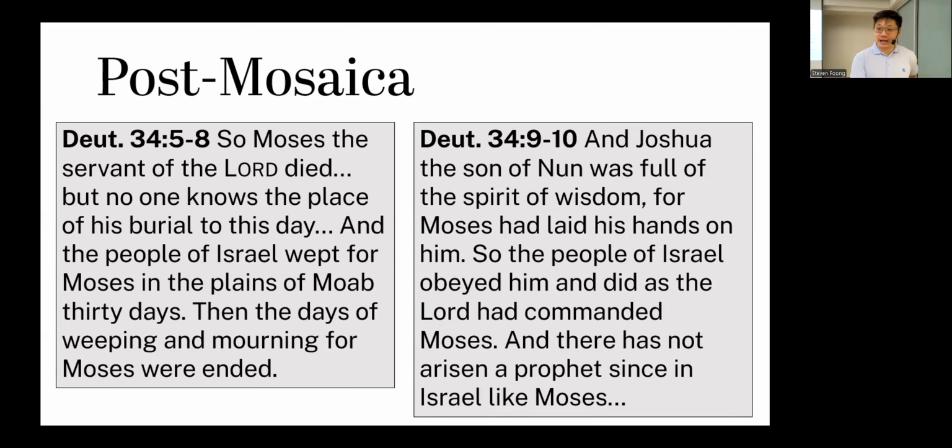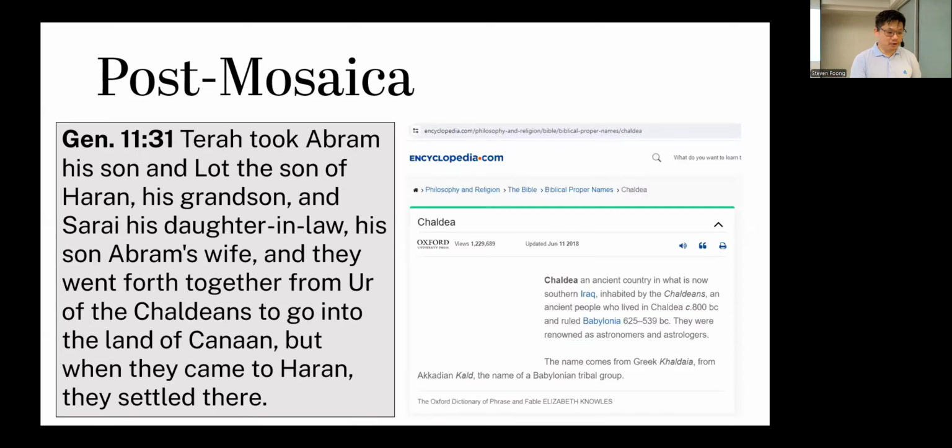There are other things that are obviously post-Mosaica. This is Genesis 11, verse 31. Terah took Abram, his son, and Lot, the son of Haran, his grandson, and Sarai, his daughter-in-law, his son Abram's wife, and they went forth together from Ur of the Chaldeans to go into the land of Canaan. But when they came to Haran, they settled there.